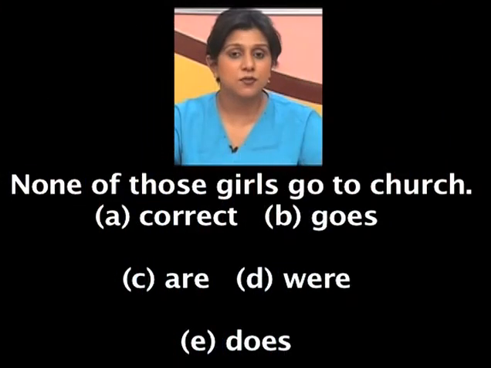Next sentence is, none of those girls go to church. The options are A, correct, B, goes, C, are, D, were, and E, does. None of those girls go to church. Do you think this is correct, or does it require goes, or are, were, or does? Yes, this sentence is absolutely correct. See how you've been able to implement so quickly whatever you've learnt into these sentences. You already know how to listen effectively and know which sentence is correct and which one is not. And in case it's not correct, why is it not correct?